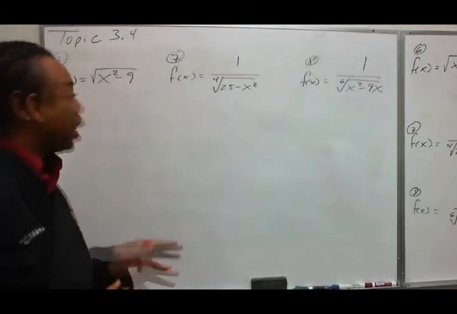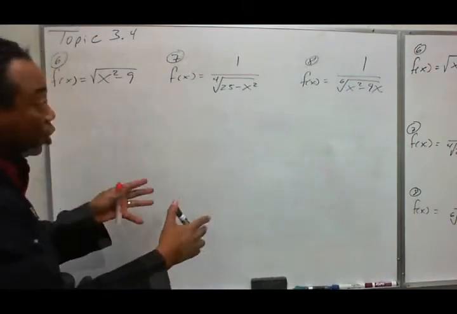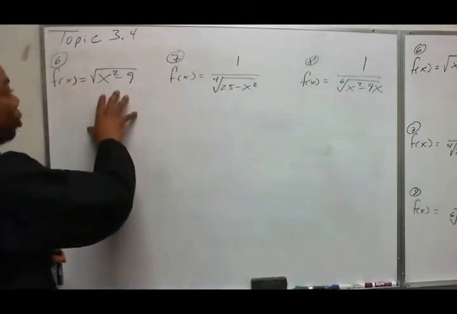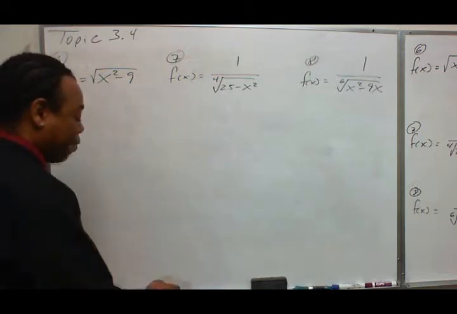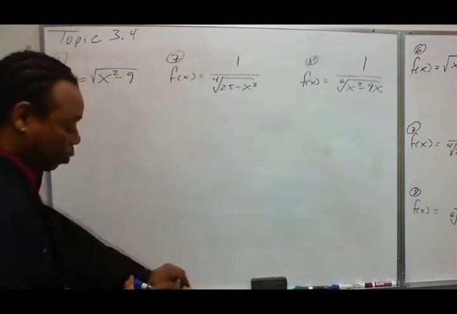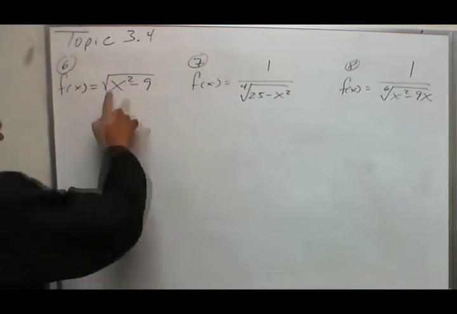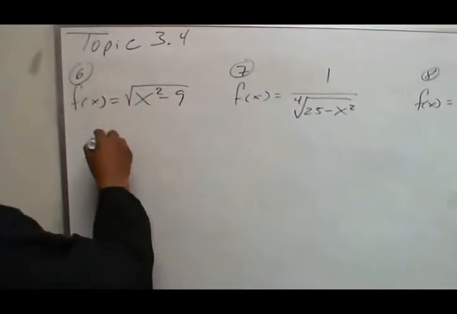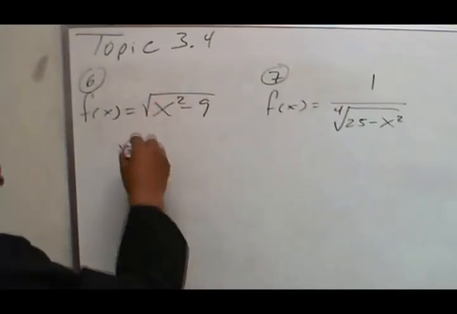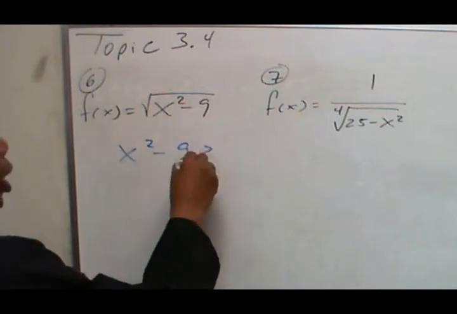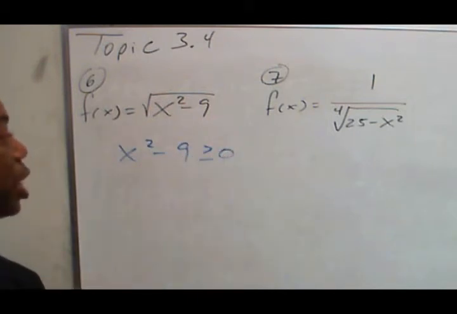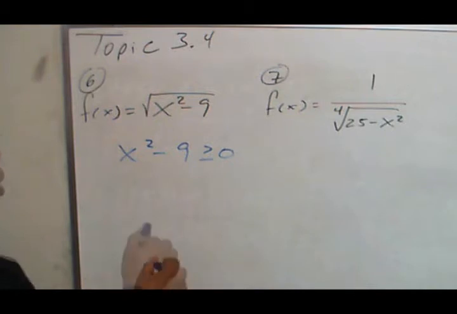Now let's find the domain of these rational functions, or these functions, should I say. This is a rational function, and the rule for finding the domain of a rational function is to take the term out of the even root, set it greater than or equal to 0, and then we solve for x.